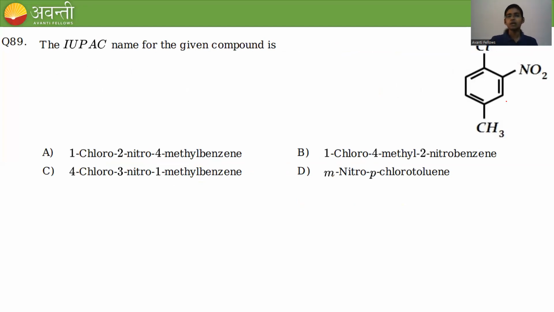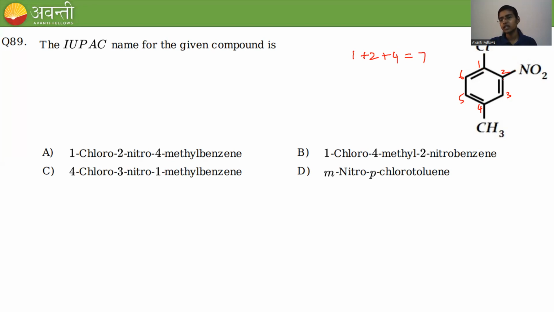It is very easy, but we have to find out the locant rule here. Locant rule means on adding the number of all the carbons to which the substituents are attached, you should get the least possible value, right? So start with chlorine. So 1, 2, 3, 4, 5, and 6. So what are you getting? Chlorine is attached to carbon number 1, nitrogen is attached to carbon 2, and methyl group is attached to carbon number 4. So 1 plus 2 plus 4 is 7, right?